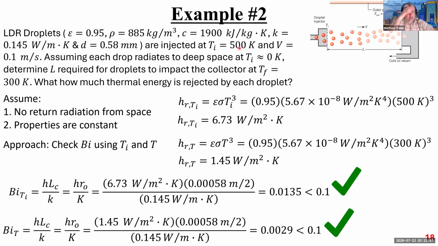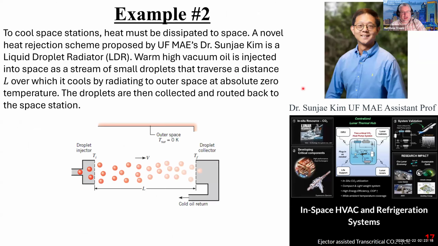And then we're going to make an assumption that the droplets are actually radiating to space at 0 Kelvin, not to the sun or a planet or the spaceship or something else that's there. They're truly radiating to space. And then we're asked to determine L required for droplets to impact the collector at 300 Kelvin. So they basically have just given up 200 Kelvin from 500 to 300. So how much thermal energy is rejected by each droplet is a question you might ask.